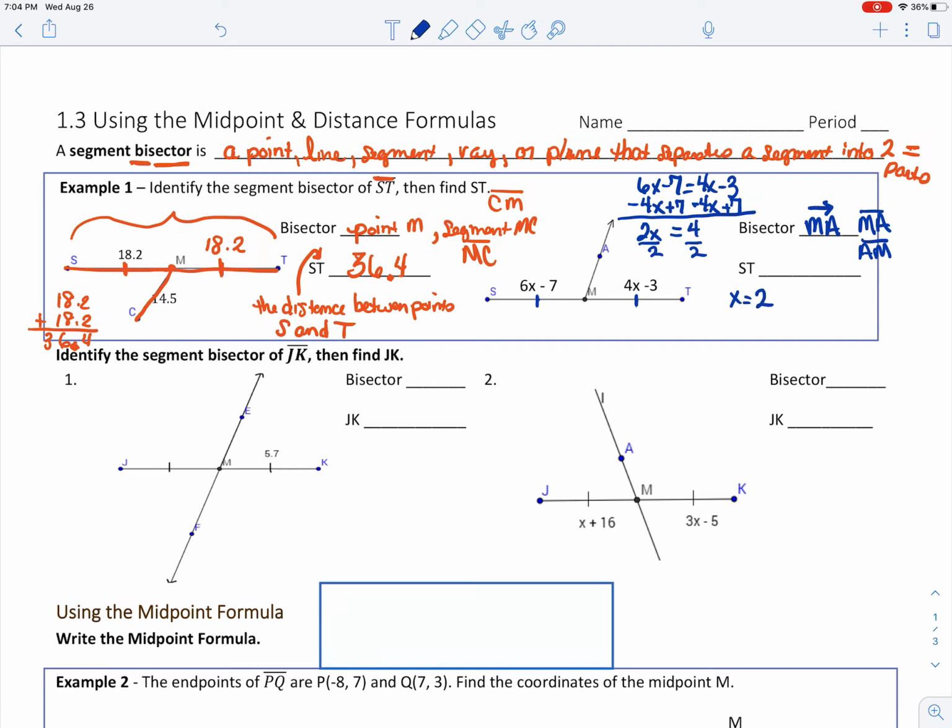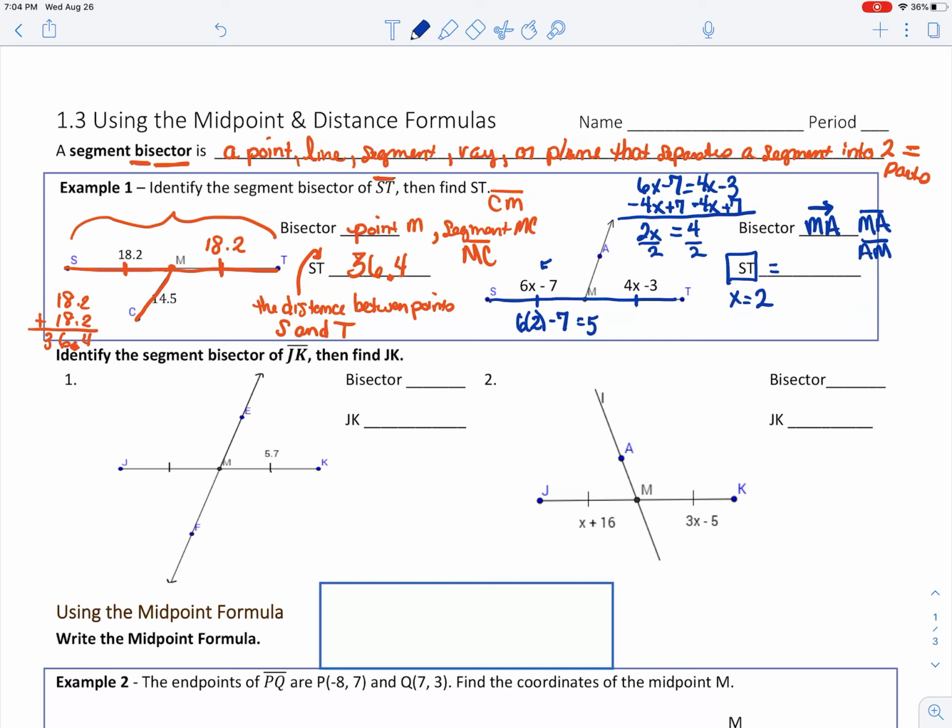However, we have to ask ourselves, did we answer this question? Well, this is asking for the distance between s and t. It didn't ask us what x is. It wants to know how far it is from s to t. So to find out, we have to plug that 2 back in. 6 times 2 is 12, minus 7 is going to be 5.